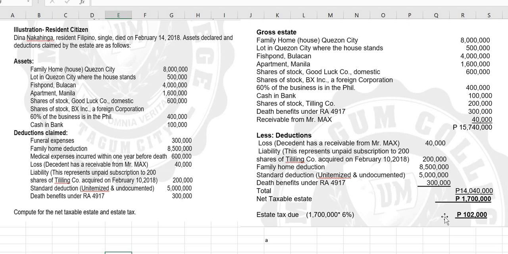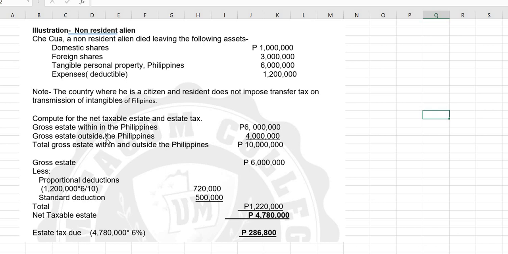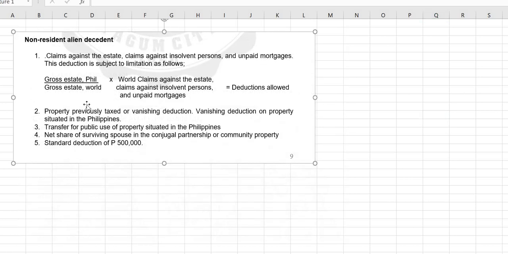Okay, so our next illustration, an example: what if the decedent is a non-resident alien? Okay, so for a non-resident alien, they are taxable only on property within the Philippines. And then, for the deductions, if you could remember, let us review that.